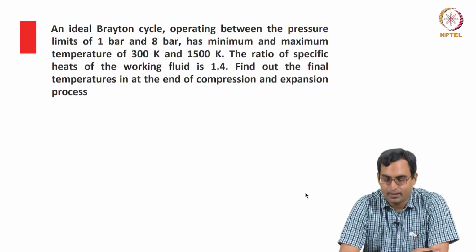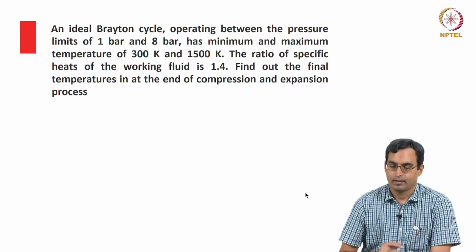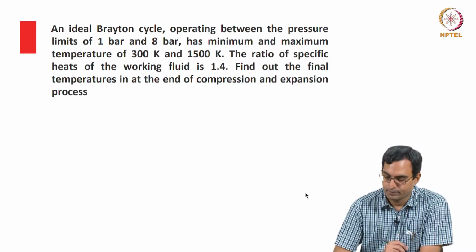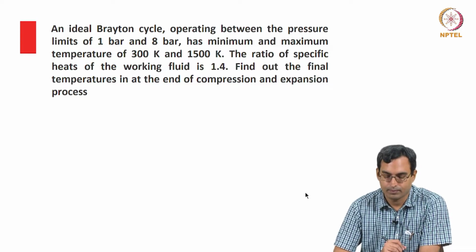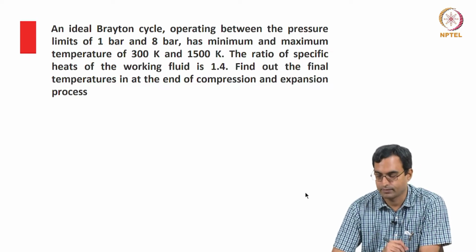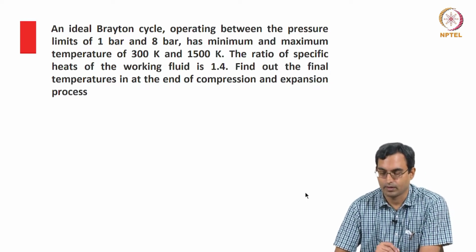Hello and welcome back. So we look at a problem dealing with the Brayton cycle. It says an ideal Brayton cycle operating between the pressure limits of 1 bar and 8 bar has minimum and maximum temperatures of 300 and 1500 Kelvin. The ratio of specific heats of the working fluid is 1.4.